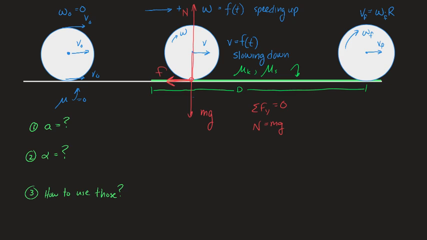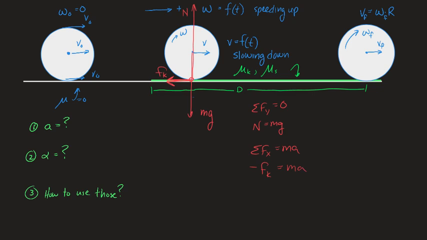It's got to be K. It's got to be kinetic friction. It is sliding across the surface. This is kinetic friction. So net force in the x direction equals ma. Kinetic friction is negative. It equals ma.